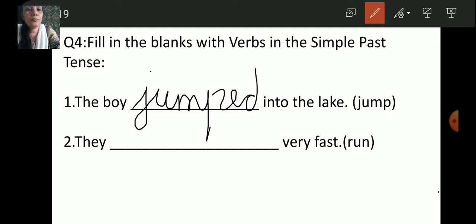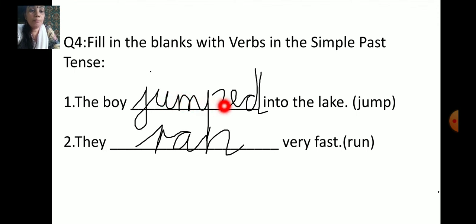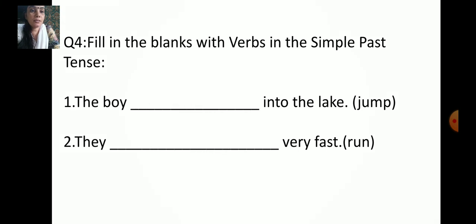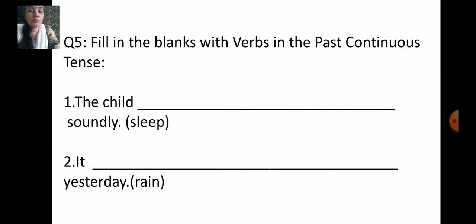Jumped. Sorry, it is jumped. Okay. They ran. Ran. So it is jumped. So the boy jumped. Past tense of jump is jumped, ed. And run, ran. They ran very fast. The boy jumped into the lake. So its past tenses are very simple. Let's move on to the next question.